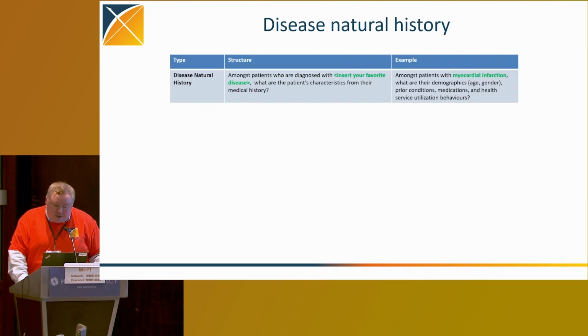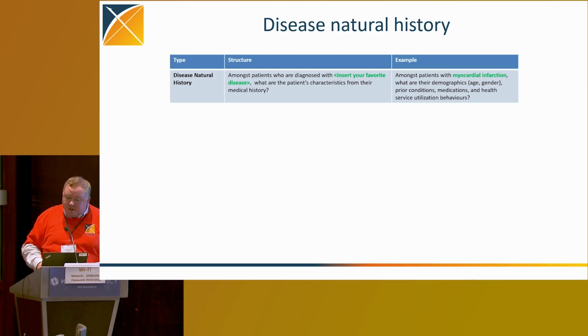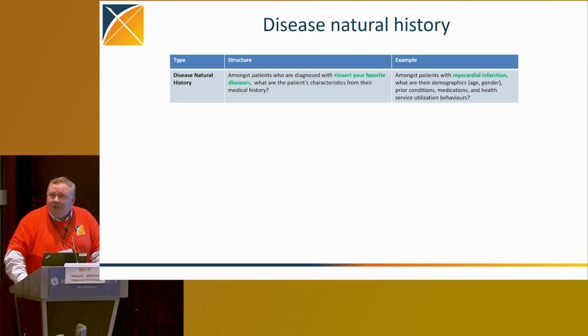So I'll start here with disease natural history. You could think of the default template, fill in the blank here, as: amongst patients who are diagnosed with some sort of disease, what are the patients' characteristics from their medical history? So here you could index on a particular diagnosis, for example, and explicitly say, now that I know a moment in a person's record, what's going on with those people? Who are they? What are their demographics? What are their comorbidities? What are their concomitant medications? All of these are the kinds of questions that we can answer in a standardized way.